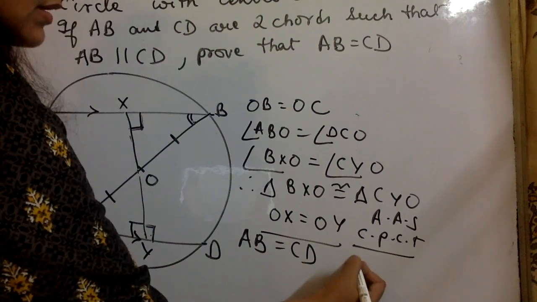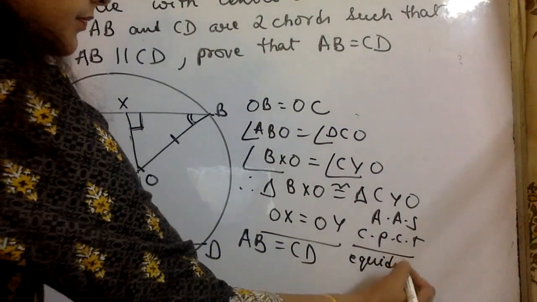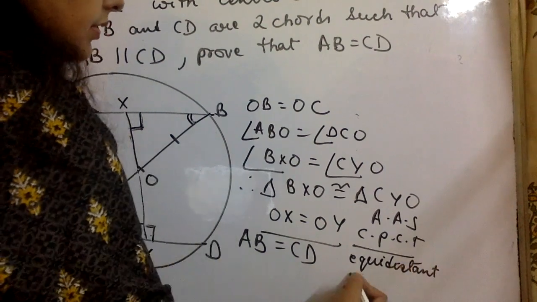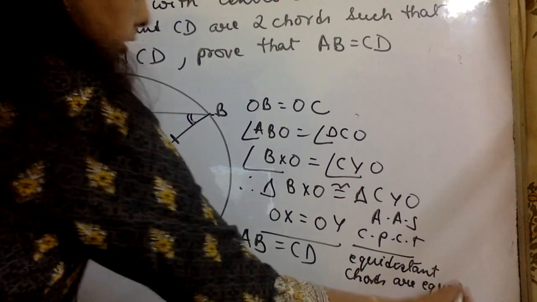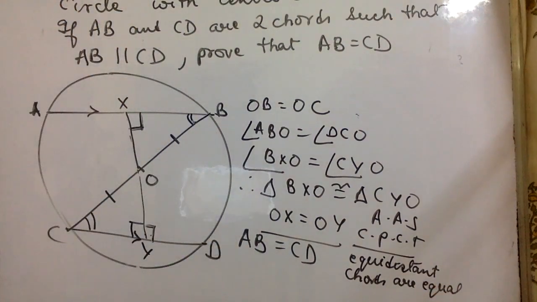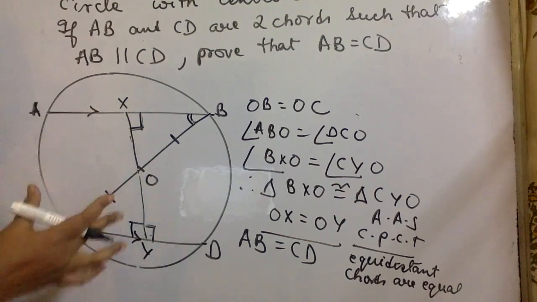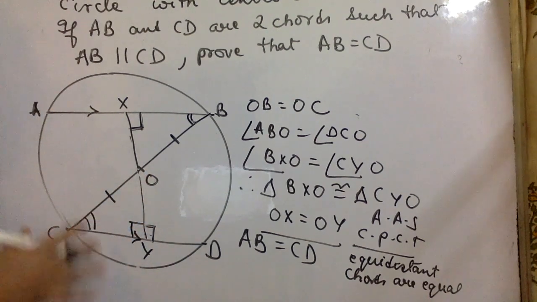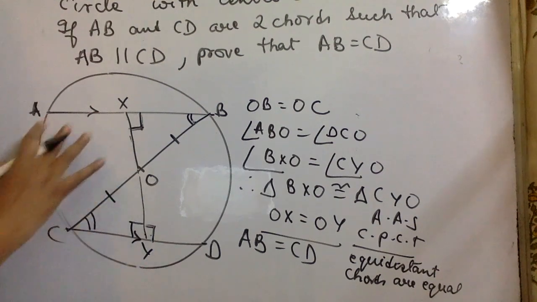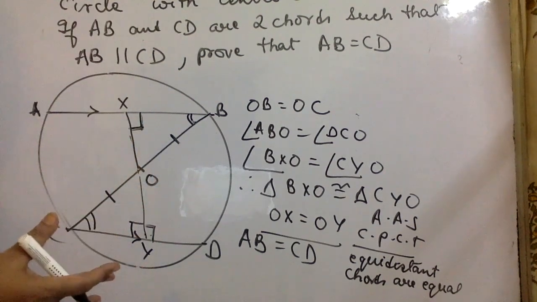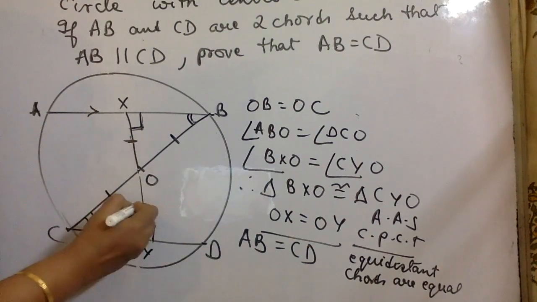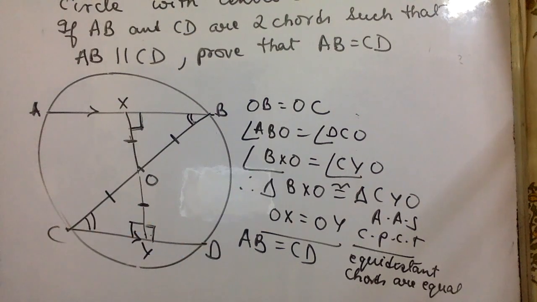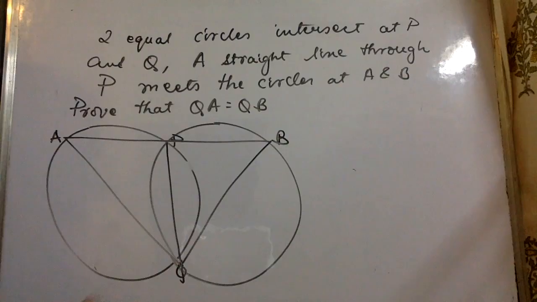Okay, because equidistant chords are equal. Now this again comes as a small theorem in this chapter where they say if the chords are equidistant, that is at equal distances from the center, they will be equal. And another one what they say is if the chords are equal, they are definitely going to be equidistant from the center. So with the help of that theorem, we finally prove since this part is equal to this, the two chords are definitely equal.